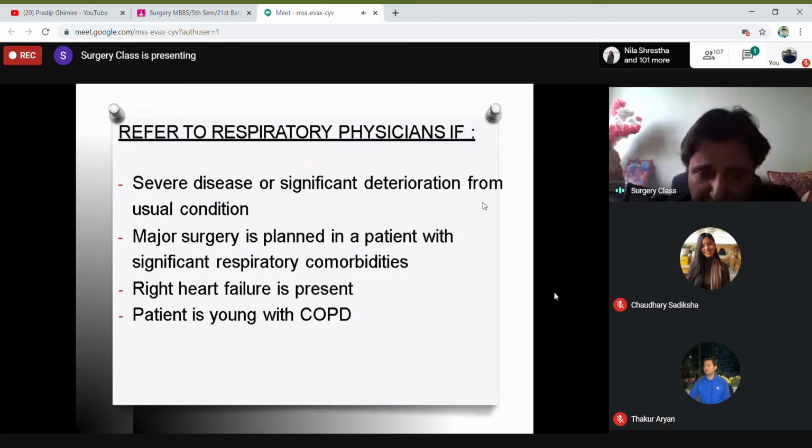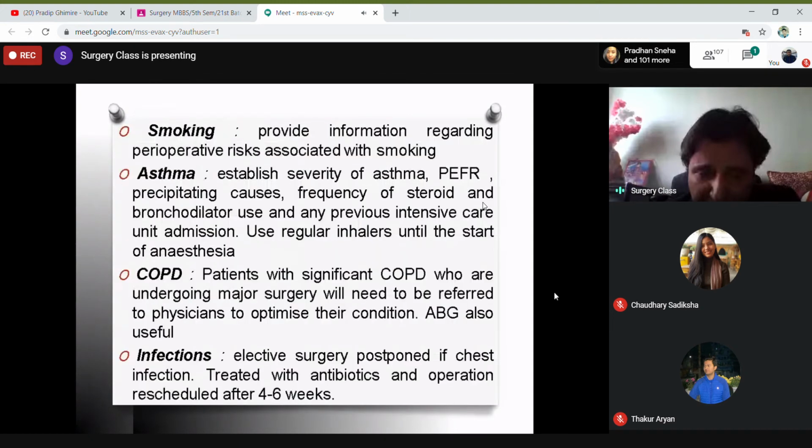So respiratory physicians usually will deal with the patients, but you also have to monitor whether the patient is taking the treatment properly or not, okay? Because that will give rise to increased morbidity and mortality if the patient doesn't follow the instructions properly. So smoking, asthma, COPD, and infections, as I've told you.